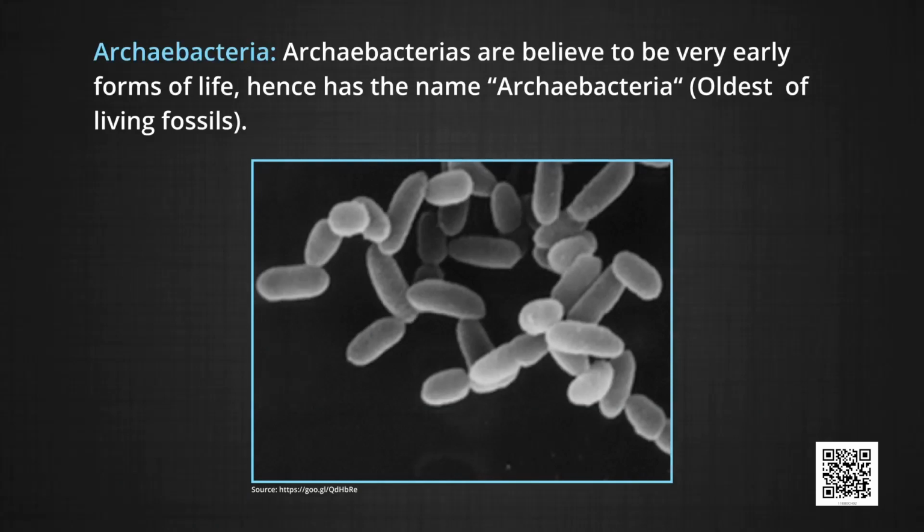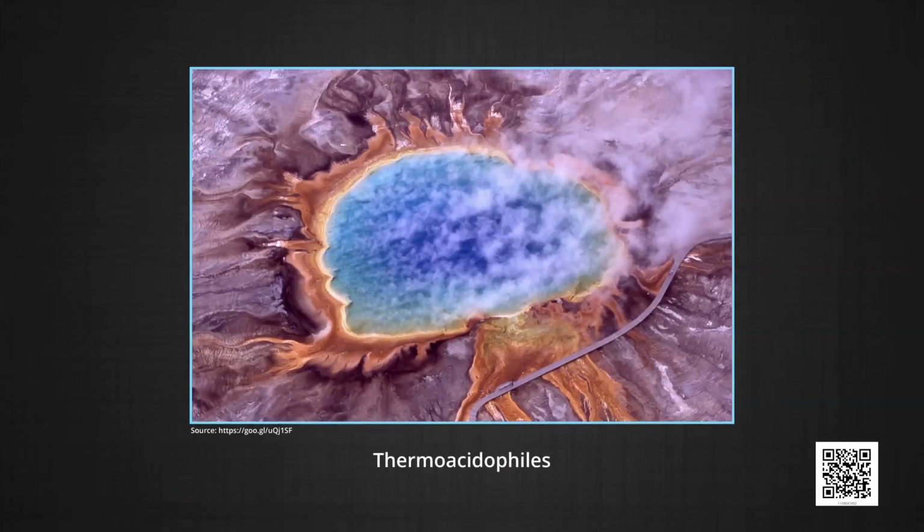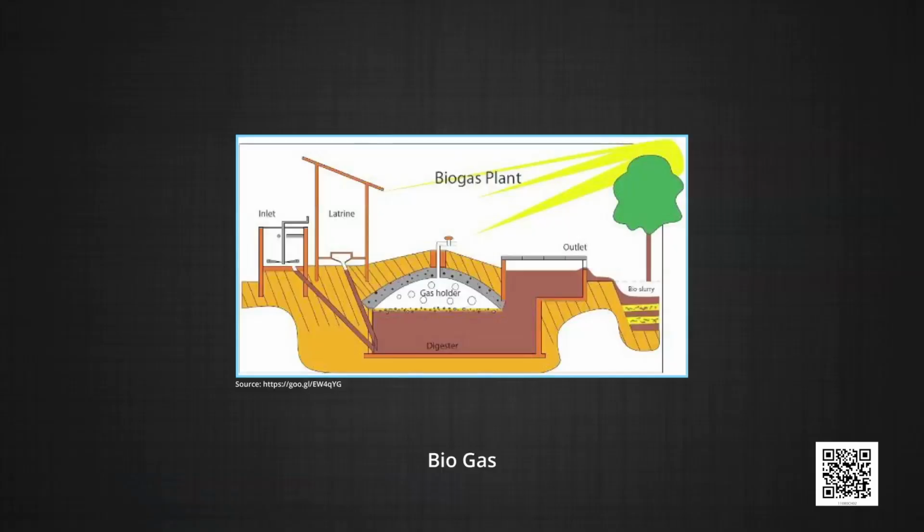Archaebacteria. Archaebacteria are believed to be very early forms of life, hence the name Archaebacteria, meaning oldest of living fossils. Due to the absence of peptidoglycan in their cell wall, and as they can live in extreme conditions of environment, they can be grouped together under the following categories. Halophiles, meaning salty areas; thermoacidophiles, hot springs; methanogens, marshy areas. They help in production of biogas.